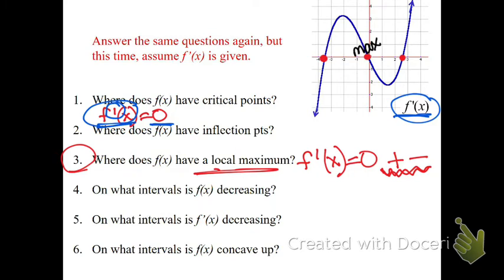So this critical point was a max. The other two, the height goes from negative to positive, below to above. So those two are your minimums.